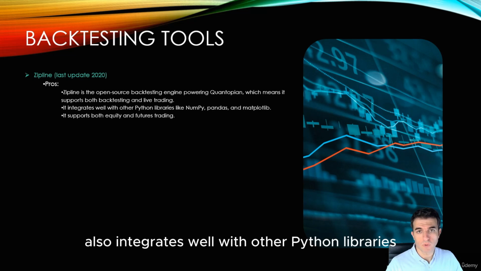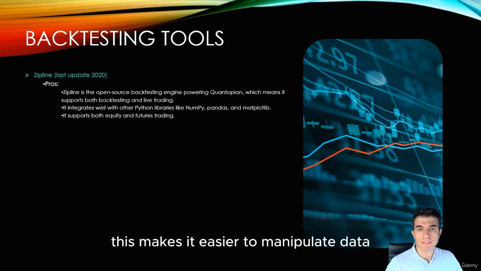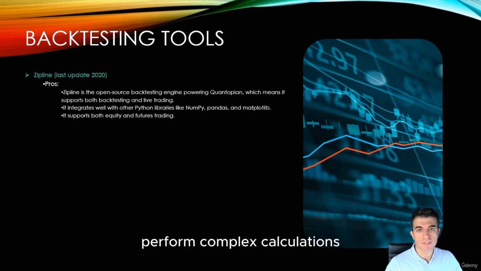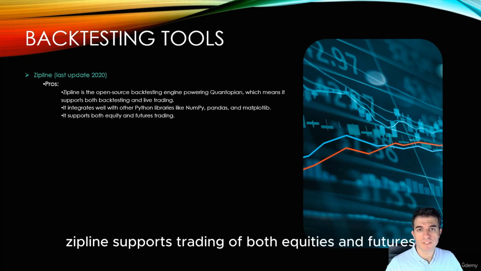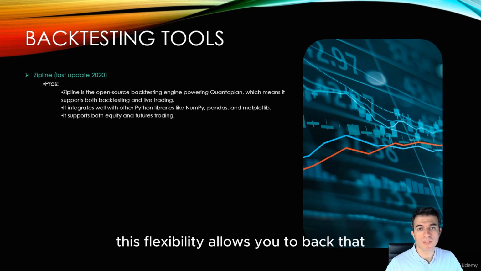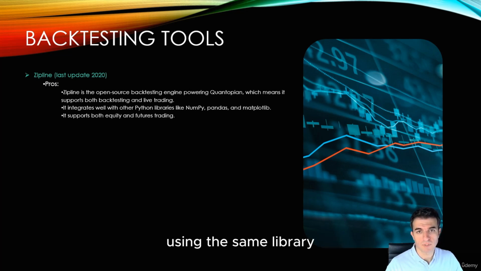This is a significant advantage as it allows for seamless transition from backtesting to live trading. Zipline also integrates well with other Python libraries such as NumPy, Pandas, and Matplotlib. This makes it easier to manipulate data, perform complex calculations, and visualize your backtesting results. In addition, Zipline supports trading of both equities and futures. This flexibility allows you to backtest strategies across different asset classes using the same library.